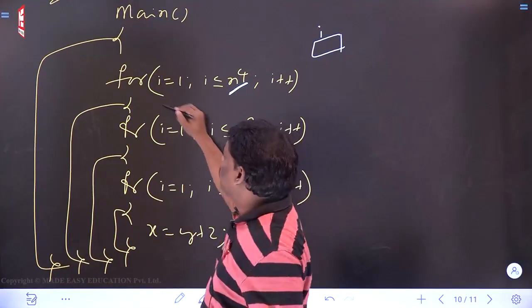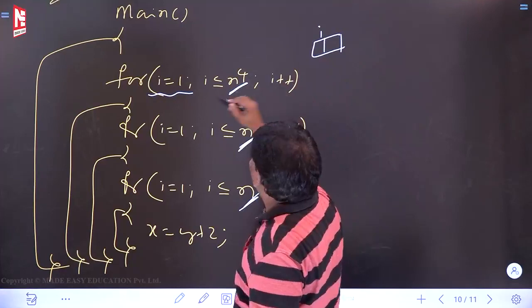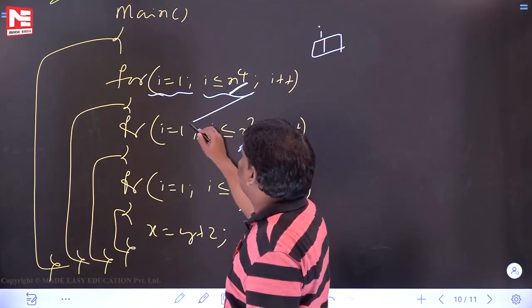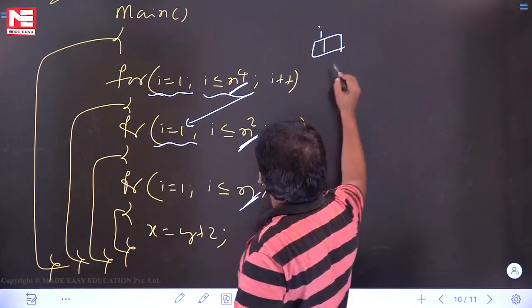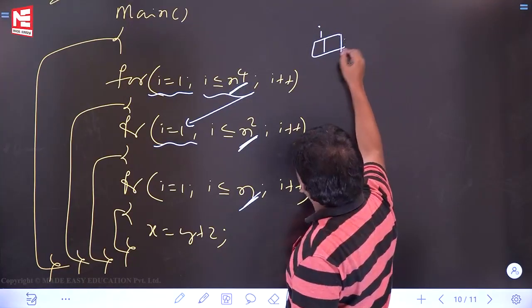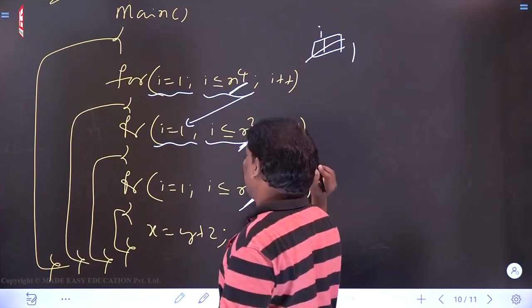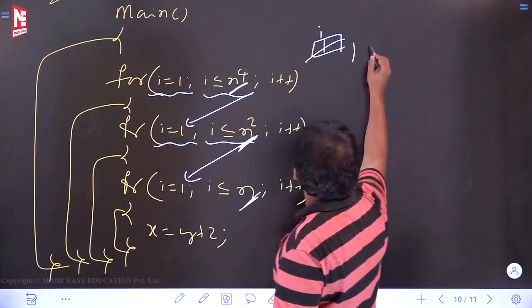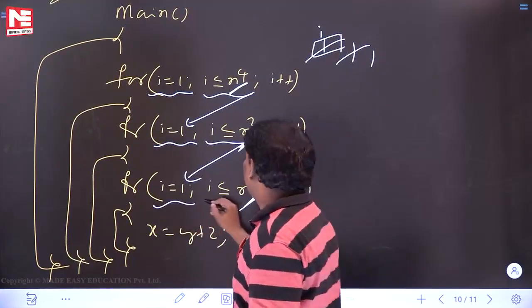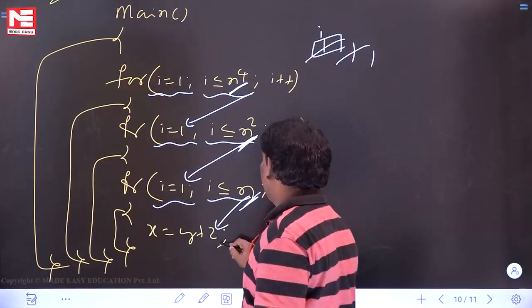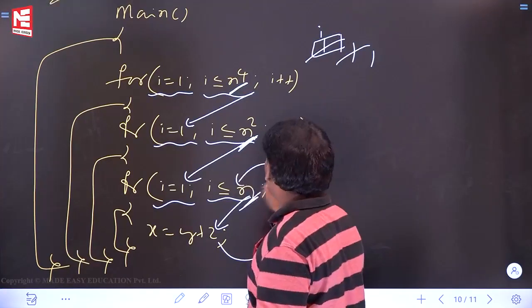Let's see what the answer is. i is equal to 1. 1 less than or equal to n power 4, true. Then come here. i is equal to 1. Same. Next one: 1 less than or equal to n square, true. Then i is equal to 1. This is also true. Then this statement will execute. How many times? n times.